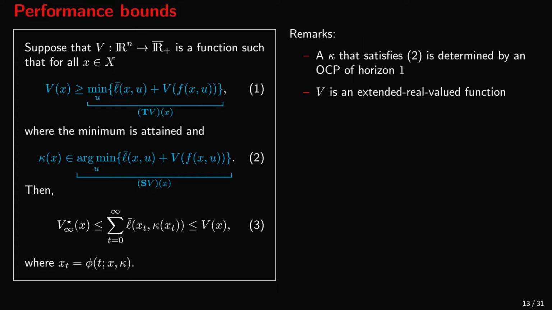Note that the control law kappa that we have defined in equation 2 is the minimizer of an optimal control problem with horizon 1. Moreover, this function v is an extended real-valued function.